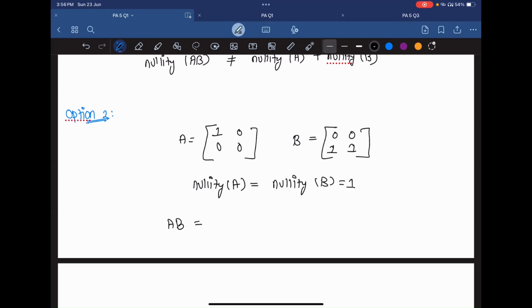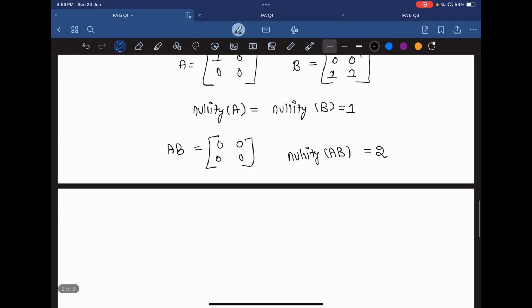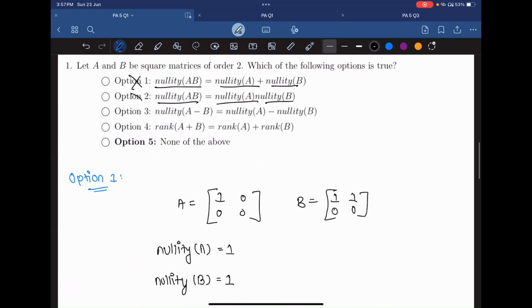And if we find the AB matrix, that would be the 0 matrix. So here nullity would be 2 as there's no pivot element, in other words there are two independent variables. So nullity of AB is equal to 2. And our option says nullity of AB should be equal to nullity of A times nullity of B. That is not the case here. Hence option 2 is also incorrect.